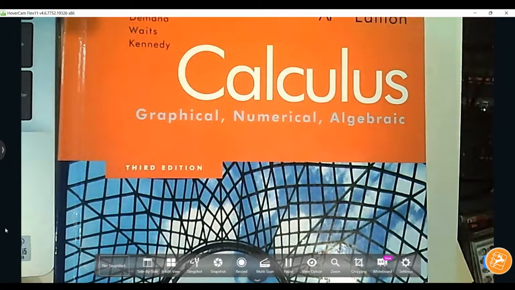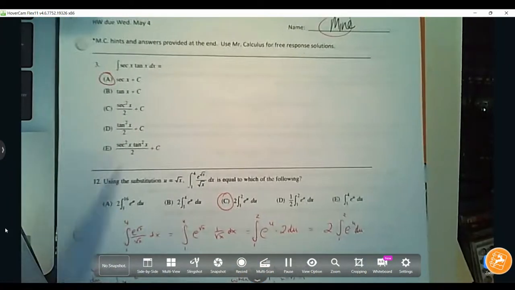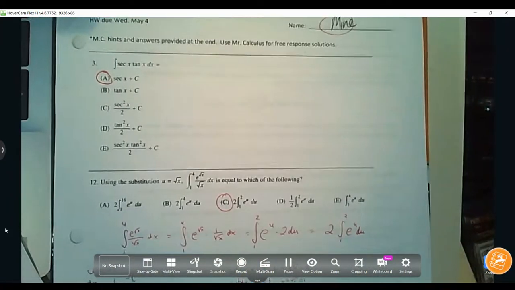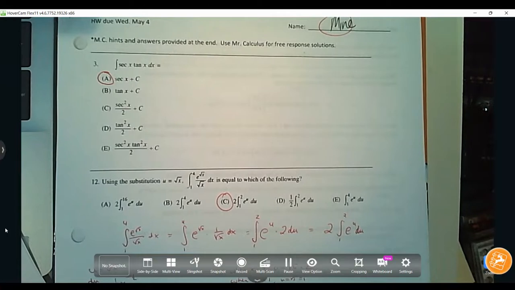What I'd like to do first today is take a peek at the homework. So for the homework, here's the first one. Wasn't that nice? That's just a little reminder that sometimes you do get a problem that is quick to solve on the AP exam.